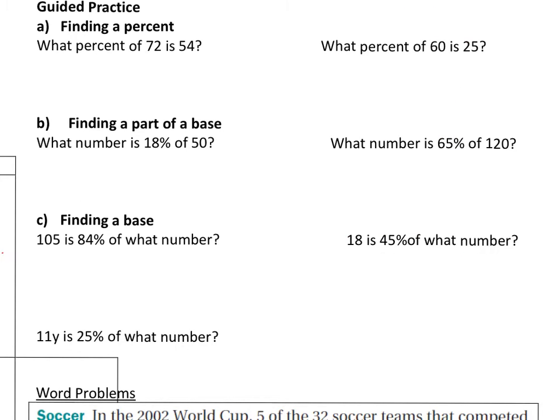Let's practice. Finding a percent. What percent of 72 is 54? So to set up a percent, I have to write it as n over 100, of, remember, it's a multiplication sign, and then 72, the base, is equal to 54. And then we can solve.